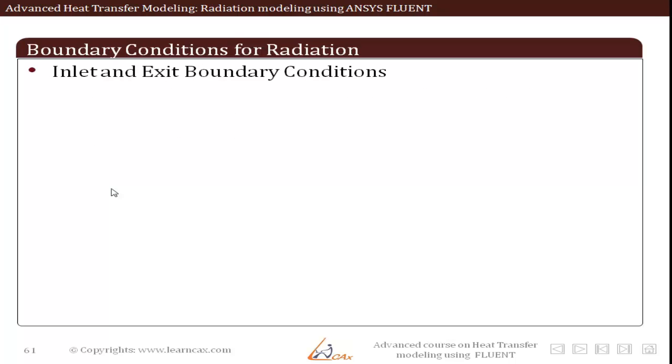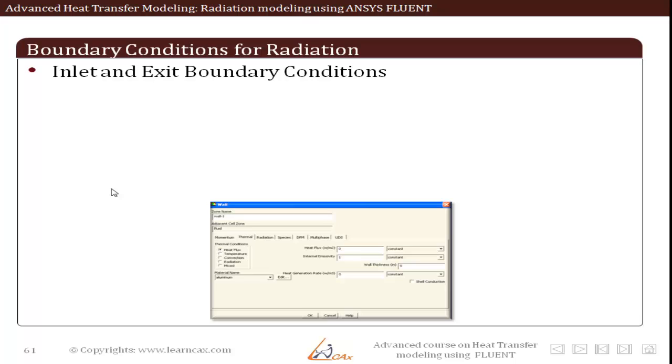After this, let us discuss the boundary conditions required for setting up a radiation model. When radiation is active, you can define the emissivity at each inlet and exit boundary condition. This is done when you are defining boundary conditions in the associated inlet or exit boundary dialog box, like the pressure inlet dialog box, the velocity inlet dialog box, pressure outlet dialog box, and many other boundary conditions. Enter the appropriate value for internal emissivity, which appears here when the radiation model is active.